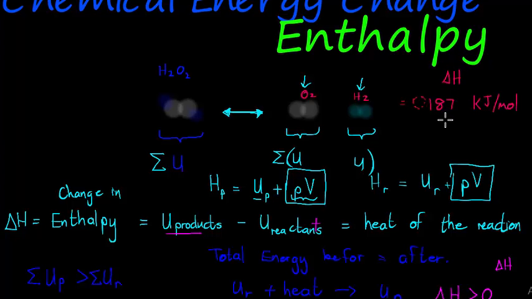So this is positive, which means we need energy. I would have to add heat in order to break the bonds in here and then produce new bonds in there. Heat is needed for this reaction. 187 kilojoules of energy is needed for every mole of hydrogen peroxide that is broken up into oxygen and hydrogen. So I hope that makes sense.